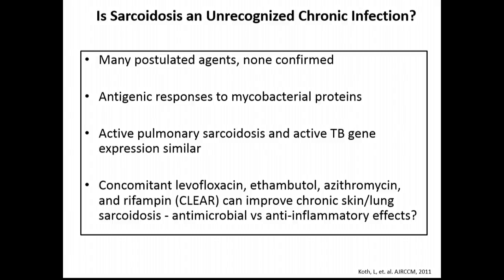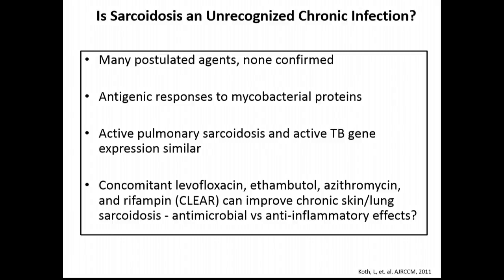Some of the interesting things that have panned out are that people with sarcoidosis have T cells that are antigenically primed to mycobacterial proteins. So they don't have an active mycobacterial infection by definition, or else we wouldn't call that sarcoid, we'd call that TB. But their T cells are antigenically responsive to specific proteins of TB.